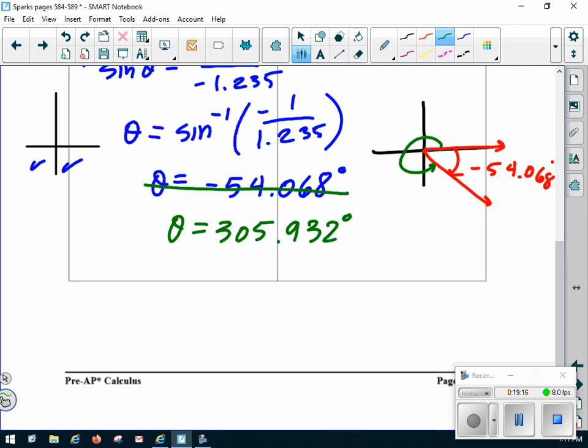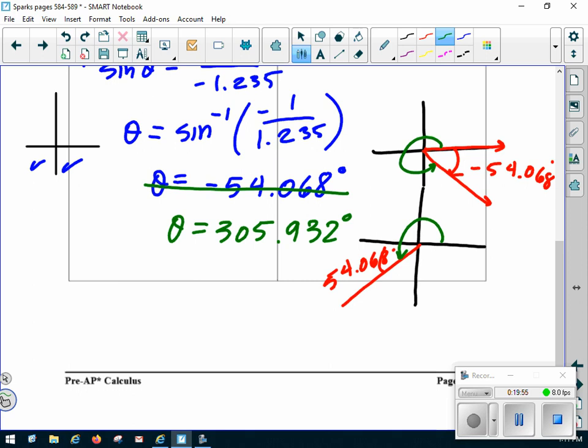Now, you need to mark that out. That is not one of your answers, okay? But that's sure helping you get your answers. That angle's in quadrant 4. I need another angle, but it needs to be in quadrant 3. How am I going to find the angle that's in quadrant 3? Plus what? Because I need to put my reference angle here of 54.068 degrees. And I need this angle right here.